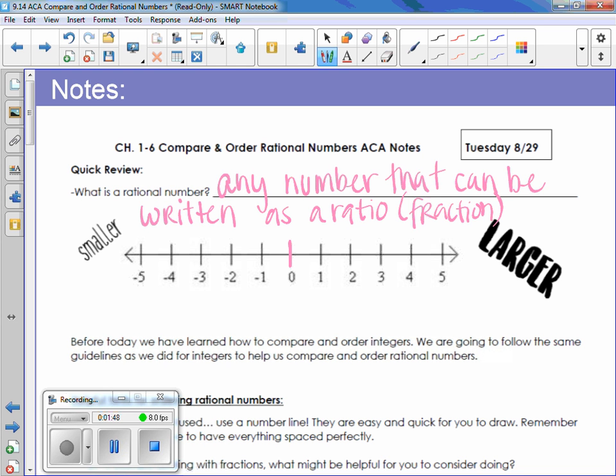The further I go left from 0, what's happening to that number? It's getting smaller, going down, or getting more negative. So the more negative, or the bigger the negative, the smaller it is. It's weird, right? It's like a play on words. So that's why we wrote smaller over here. Now if I go to the right from 0, what's happening? Getting larger. Awesome. Okay, so we get that.